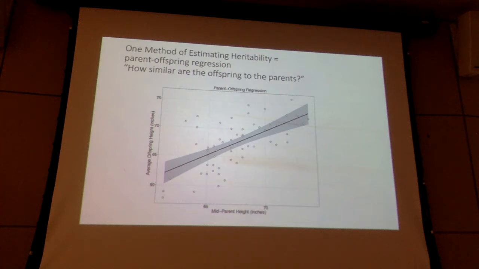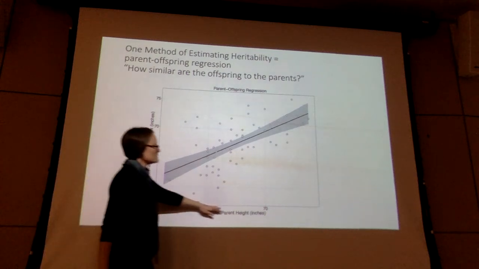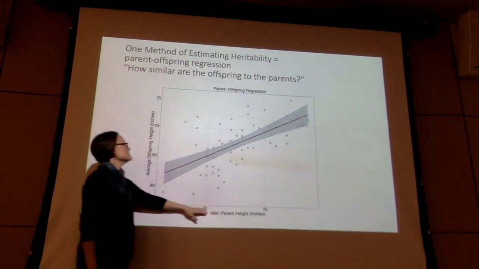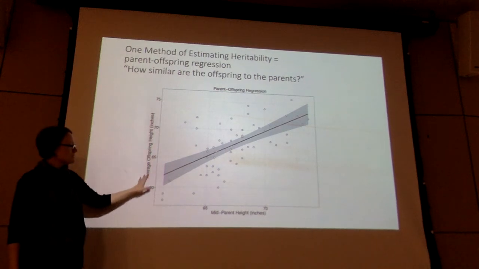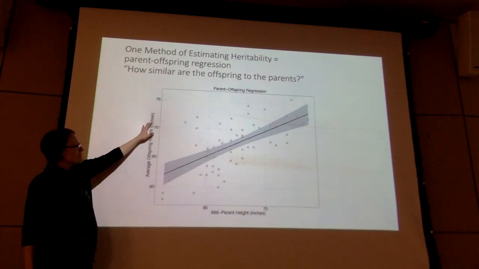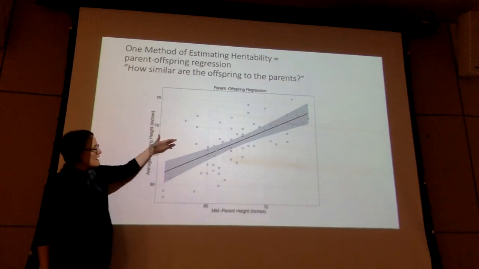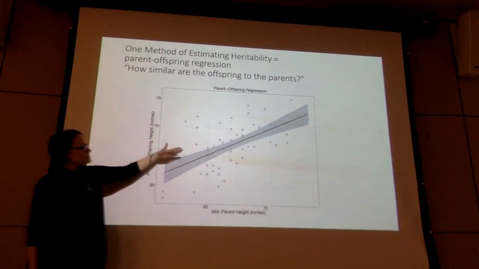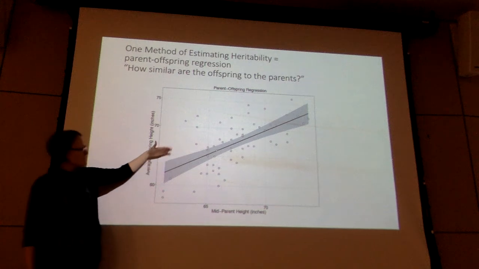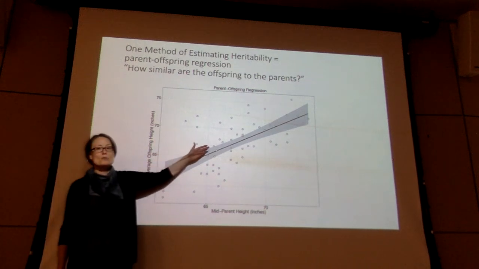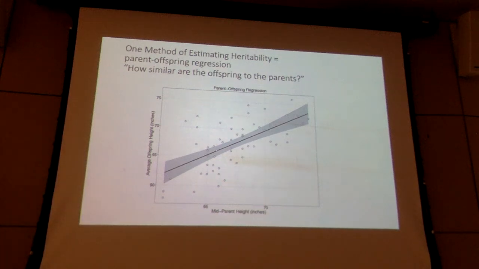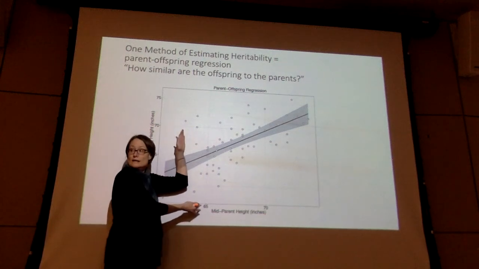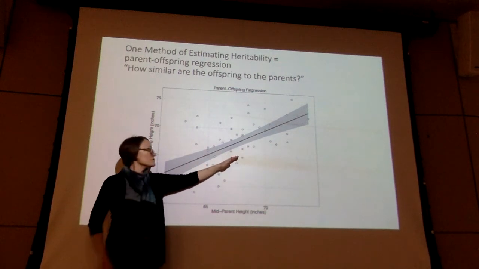Okay, so you take the average height of the biological parents, and you plot it on one axis, and you take the average height of all the offspring from each parent couple, and you plot them on the other axis. And when you do that, you can plot a best fit line through all of those points, and we get a slope. And that slope tells us our heritability, right? If the parents and the offspring were identical heights, what would the slope of this line be?